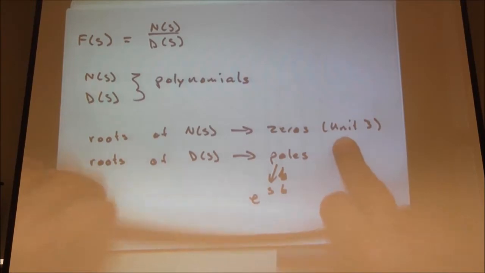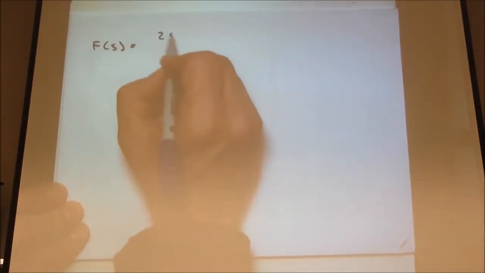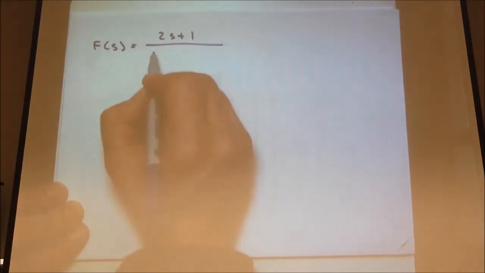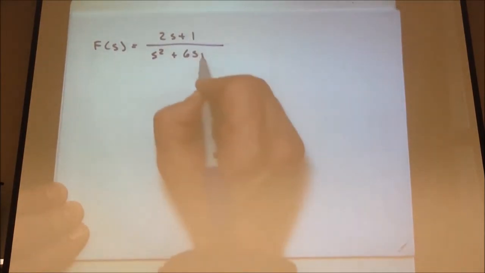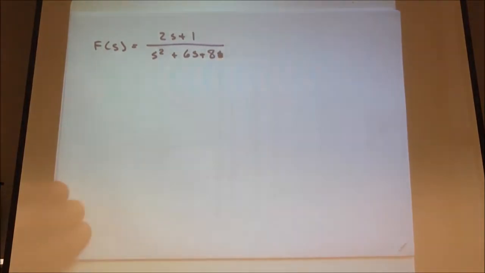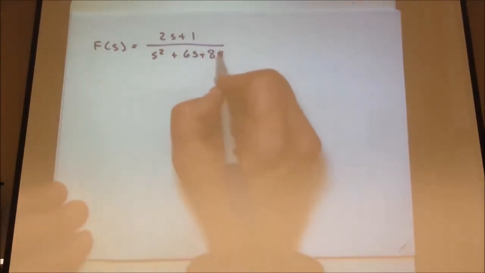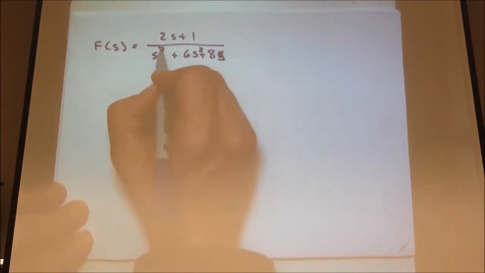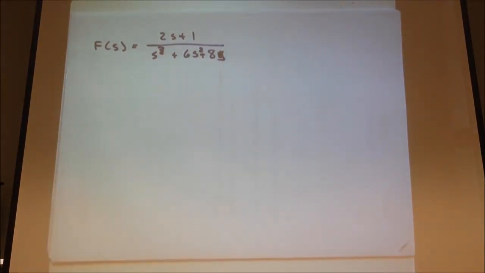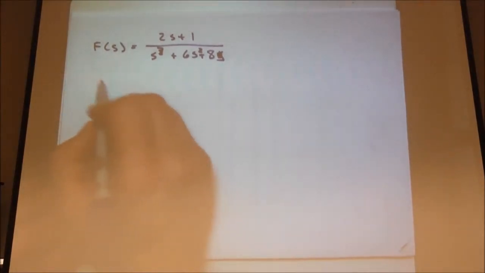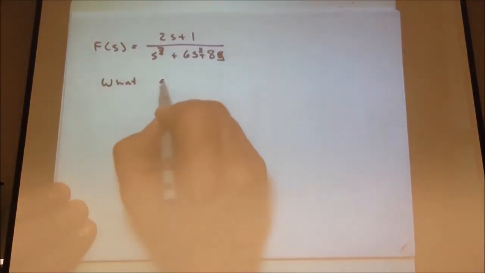If we think about this process a little bit, just do a simple example. And this is in the sheet we handed out. F of s is 2s plus 1 over s squared plus 6s plus 8, no, 8, just 8. Oh, 8s, sorry. Let's read it correctly. That's cubed. It's off by an order of magnitude. So, one of the very first things we're going to ask ourselves as we look at these expressions is, what are the poles and zeros?